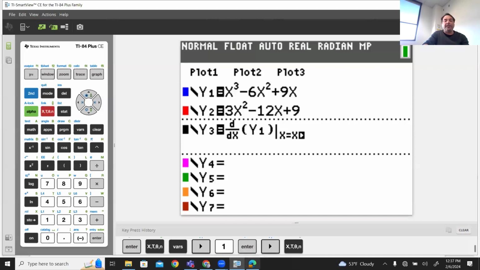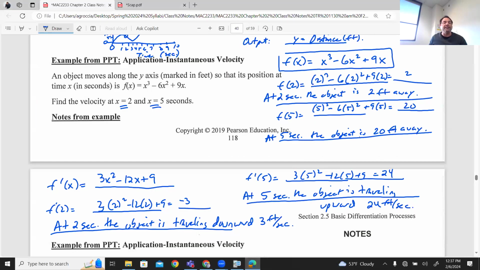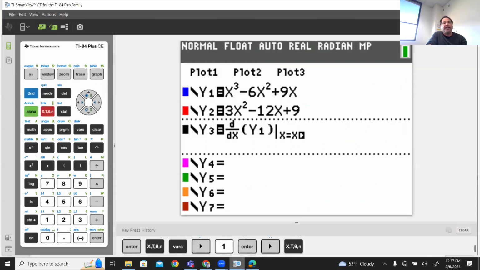Now, if your calculator looks a little different, no worries. If your calculator says n derivative and is waiting, it's waiting for the same thing. It wants y1 first, comma, x, close parenthesis. It's the same thing. 2 x's and a y1 is just a different order. But however you do it, let's check it.